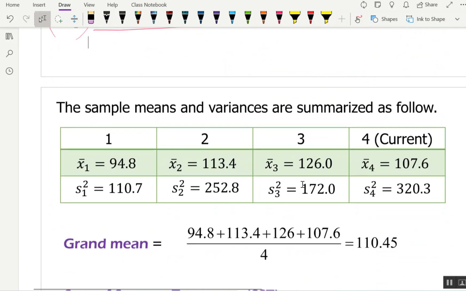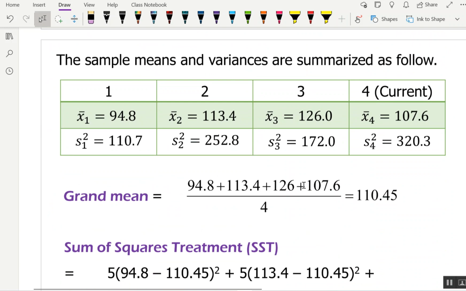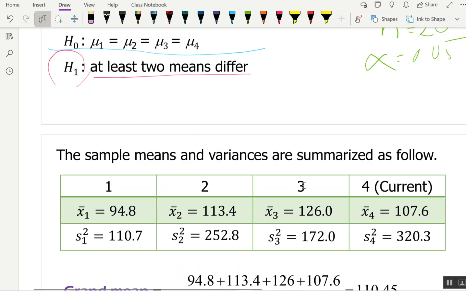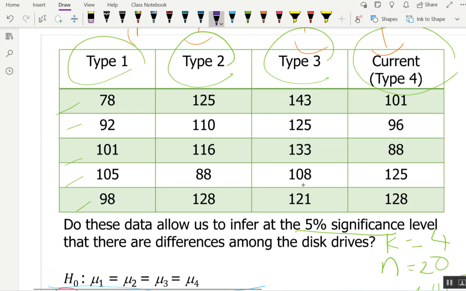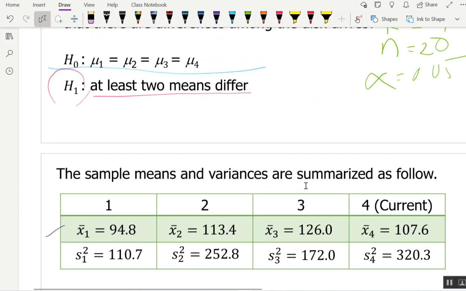Alright, so the sample means and variances are summarized as follows. So we have this data calculated for all of these groups. How do they get this x bar? Actually, they already provided the data to us. We have type 1, the observations for type 1: 78, 92, 101, 105, 98. Am I right? So how do you get this x bar here, class?